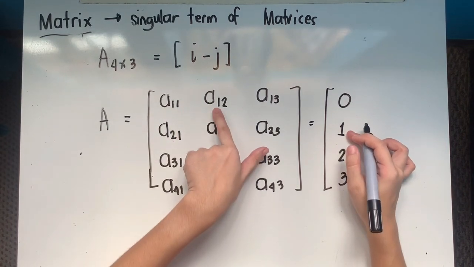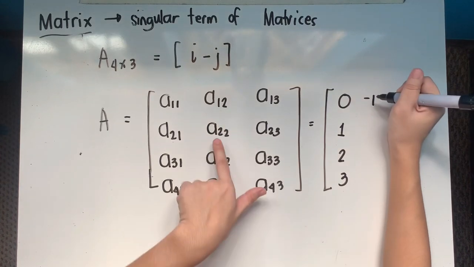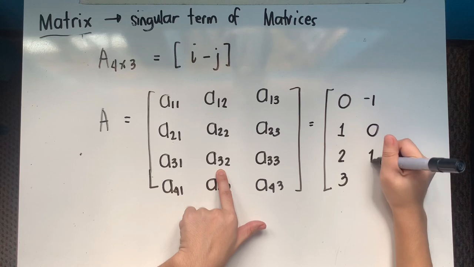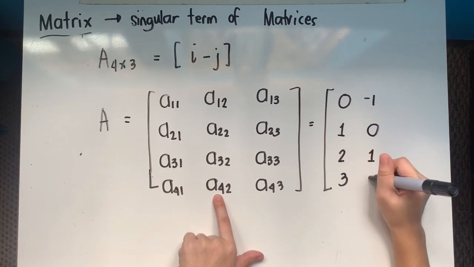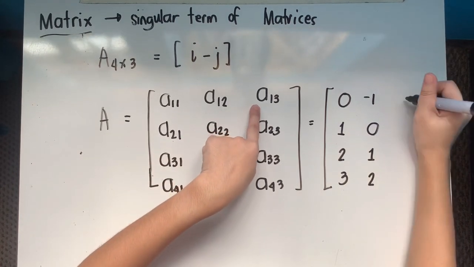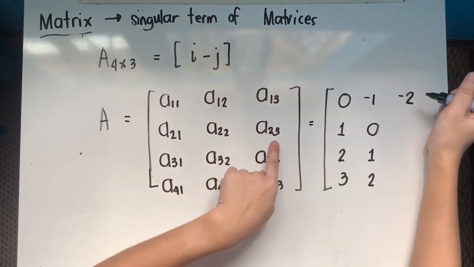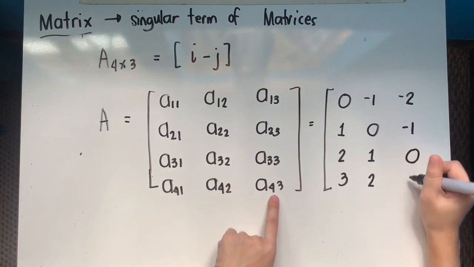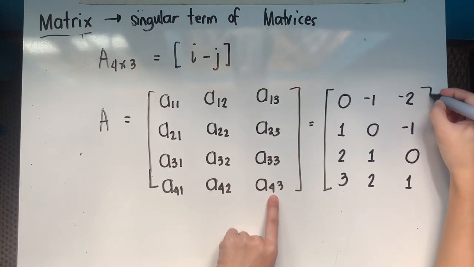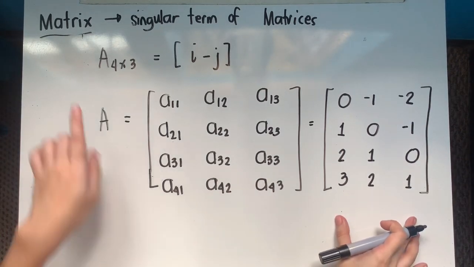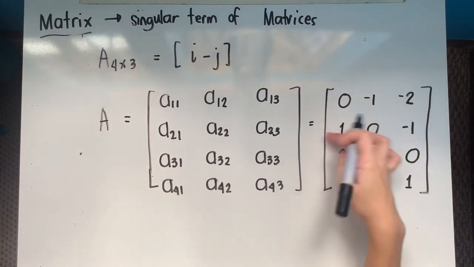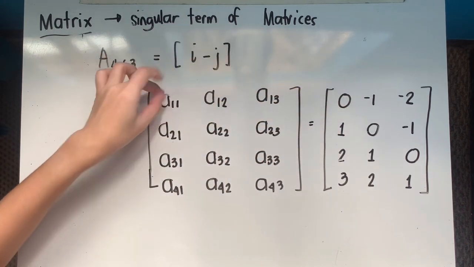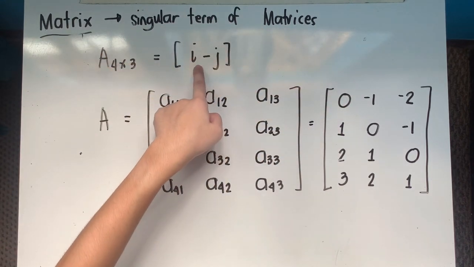For this one, we'll have 1 minus 2, that's negative 1. 2 minus 2 is 0. 3 minus 2 is 1. 4 minus 2 is 2. For this one, we have negative 2. You have negative 1. You have 0. And then we have 1. There you have it. Your matrix A, which is 4 by 3. 4 rows, 3 columns. And every element or entry here follows this notation or formula.